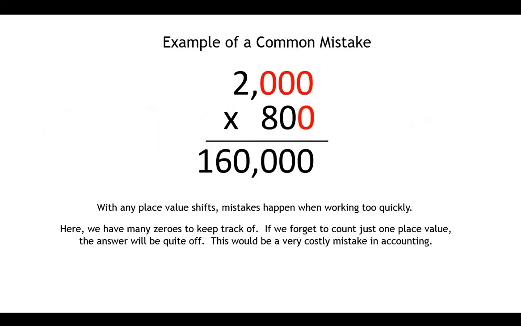With any place value shifts, mistakes happen when working too quickly. Here we have many zeros to keep track of. If we forget to count just one place value, the answer will be quite off. This would be a very costly mistake in accounting.